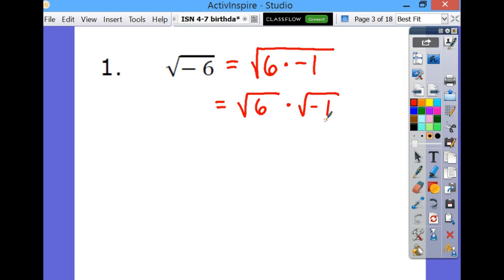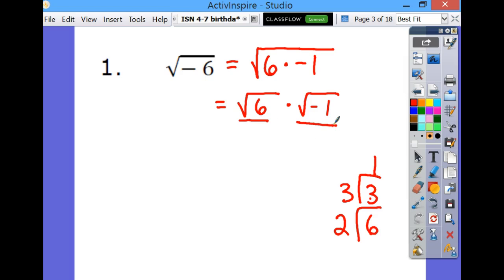Well, is 6 a perfect square number? If it's not perfect, then you do the birthday cake on it. How many times does 2 go into 6? 3 goes into 3. Okay, and did I find any pairs? That means that this does not reduce, but this does.